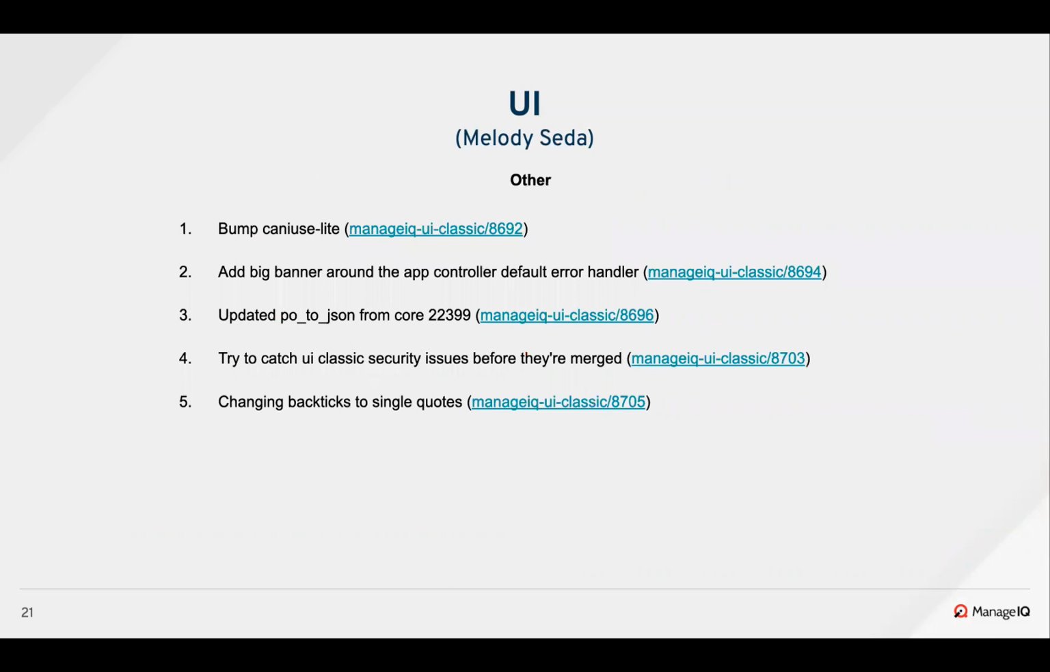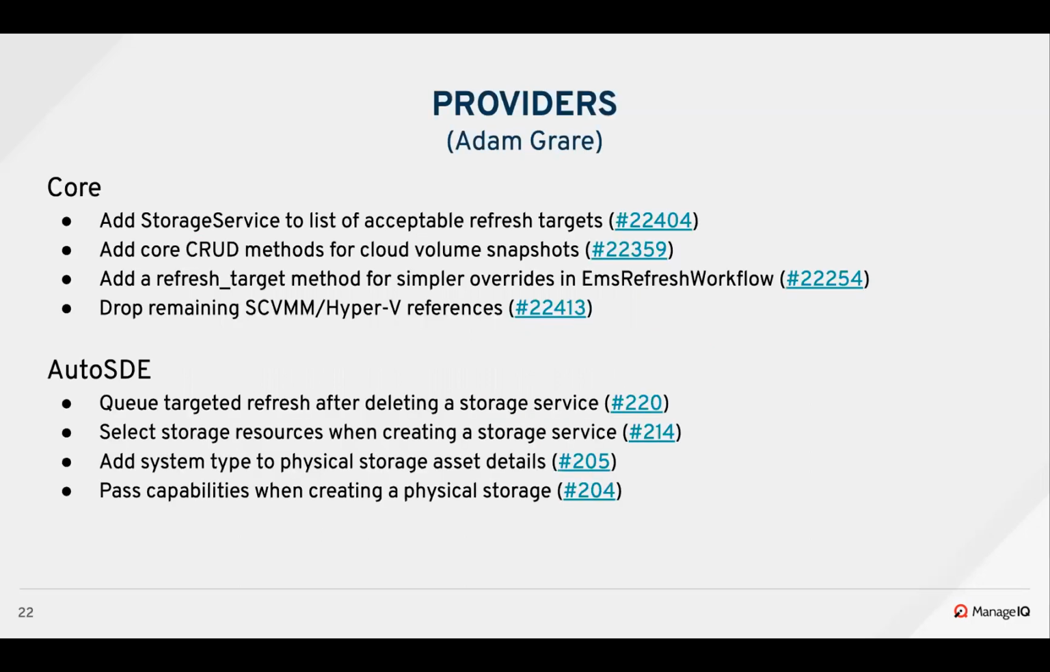Moving on to some miscellaneous fixes that we had, Jason bumped up the Canis Lite version in our package.json. Joe added a banner to better identify the default error handler, and he also updated some of the JSON files regarding translations. Joe also updated the UI Classic repo workflow to catch security issues more efficiently, and Dinesh converted some backticks back to single quotes to fix a security issue. Thanks.